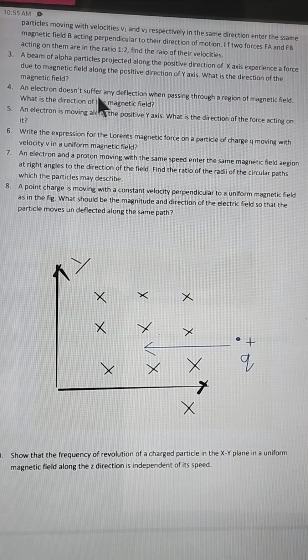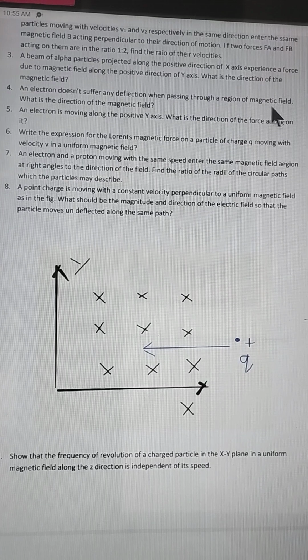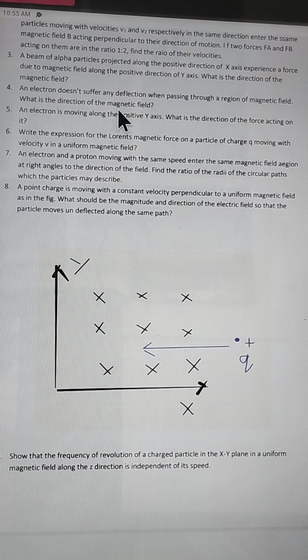An electron doesn't suffer any deflection when passing through a region of magnetic field. What is the direction of the magnetic field?